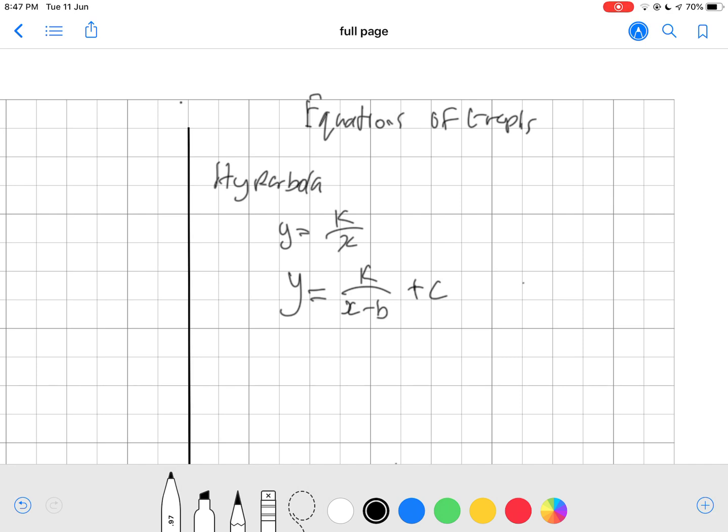And c is how much I shifted up or down, okay? If I shifted up, then c is positive. Shifting it up, c increases. If I shift the graph down, then c obviously decreases, okay?